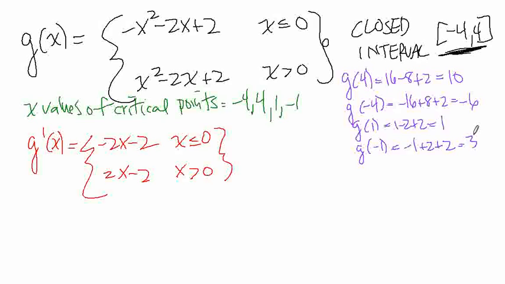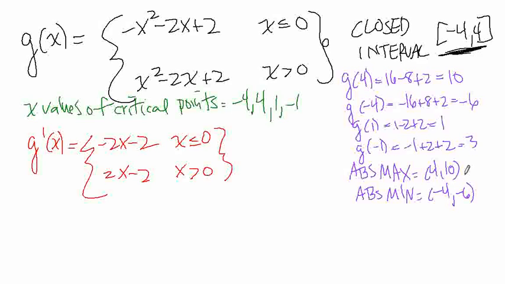All right, so now it should be obvious that the absolute max occurs at the point (4, 10). The absolute minimum occurs at the point (-4, -6). Now let's finish by doing the local extrema.